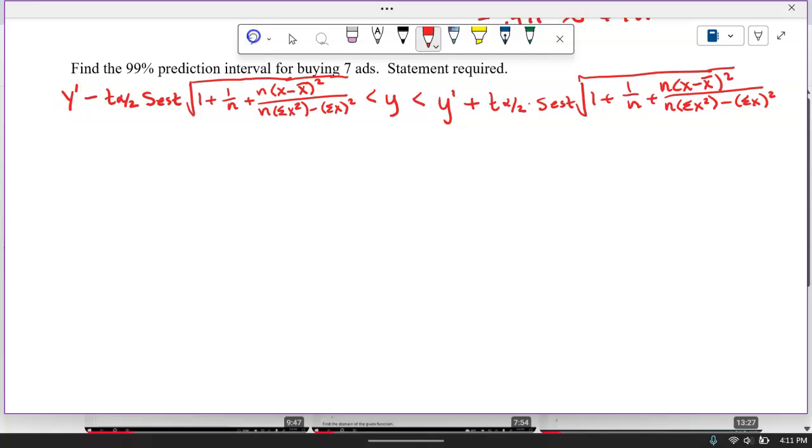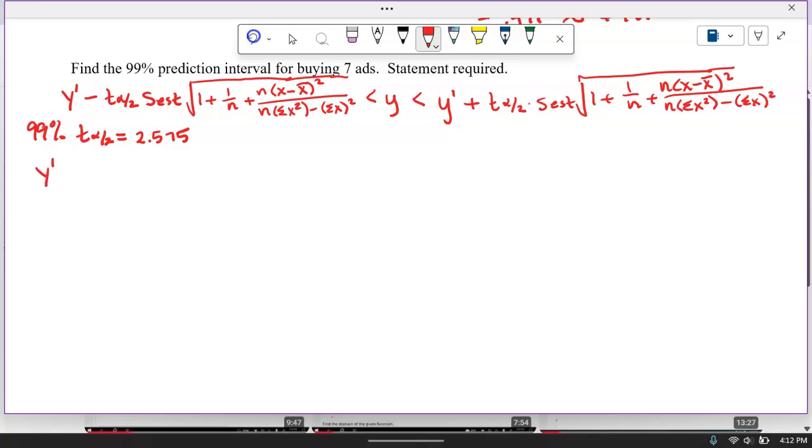All right, now let's find all the pieces we need to be able to find this. First thing is the 99% prediction interval. The 99% actually gives us our T sub alpha over 2. There is no dividing or anything involved. That's just its name. The T sub alpha over 2 that I showed you how to calculate in class, for 99%, is 2.575.